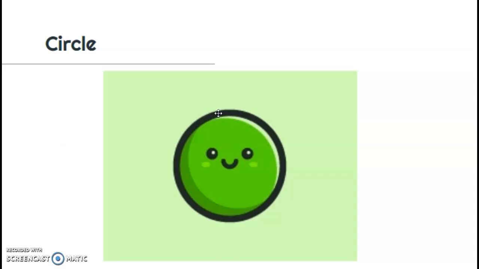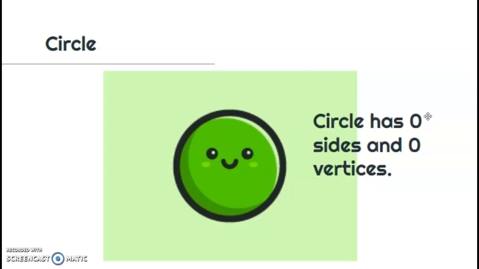Looking at my cursor right here as I'm moving it, do you guys see any straight lines or corners? So no, a circle doesn't have any straight lines. Because it's round, a circle has 0 sides and 0 vertices.